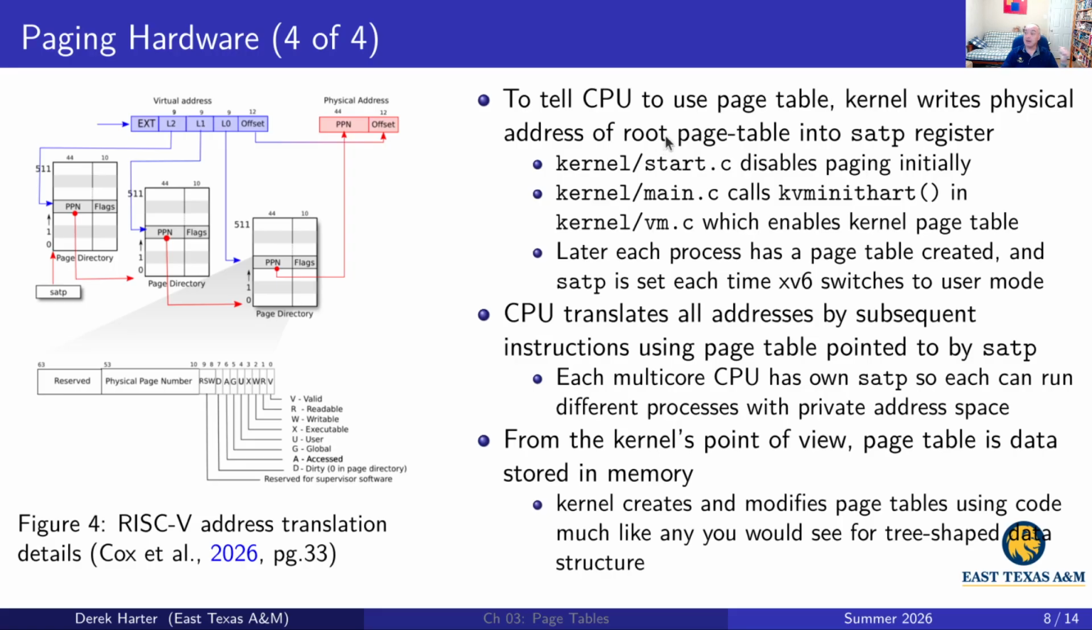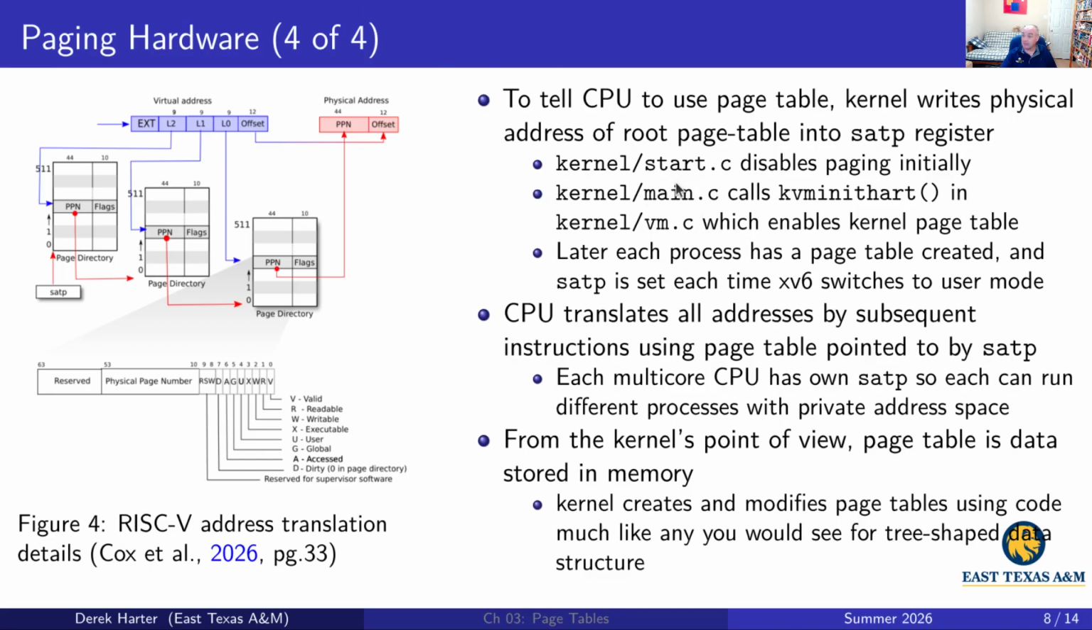So to tell a RISC-V CPU to use a page table, the kernel has to write the physical address of the root page table to the satp pointer. Initially, I'll show this in a second, one page table is created, the root that the kernel uses, that has access to all the physical memory, but we're still using a page table once we get into supervisor mode.